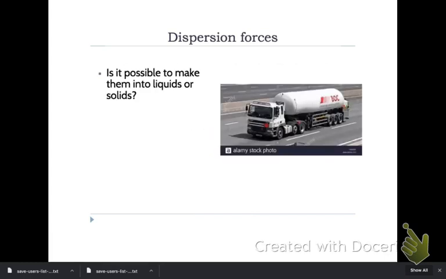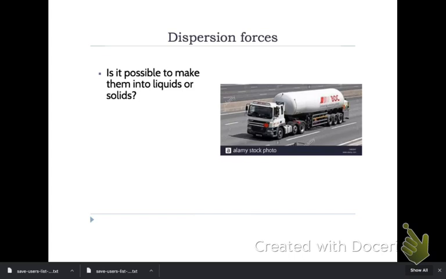So if they're all gases, is it possible to take something like oxygen or nitrogen and turn it into a liquid or a solid? Yes, that's true. We've seen the trucks on the freeway carrying liquid oxygen. Also, you've seen demonstrations with liquid nitrogen. I think some ice cream places use it to freeze things very, very quickly. So how is it that something that's gaseous at STP can be turned into a liquid or a solid?